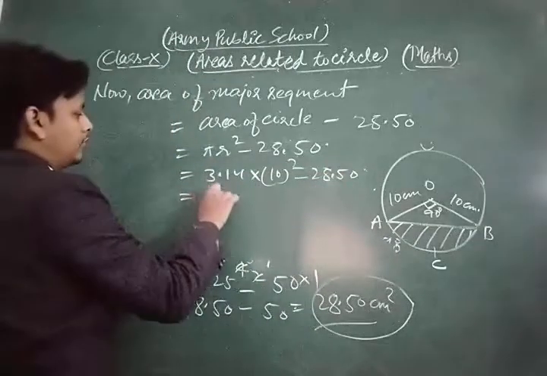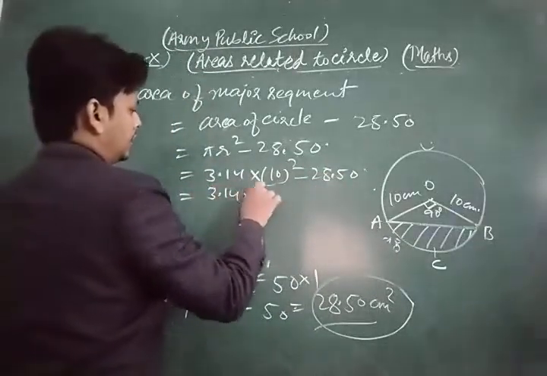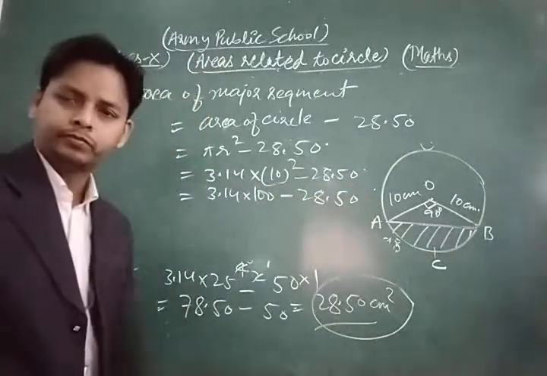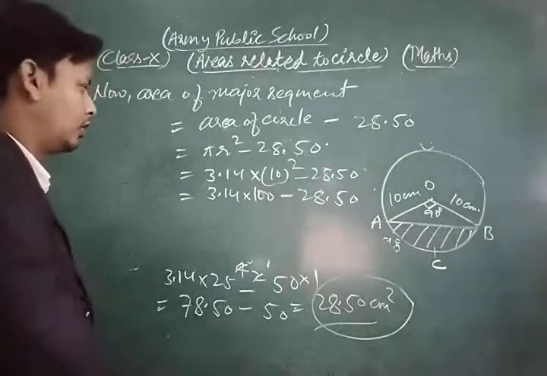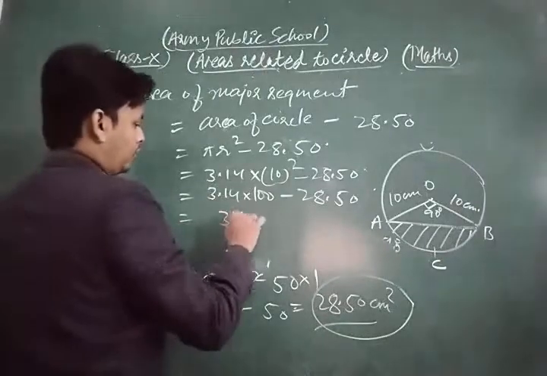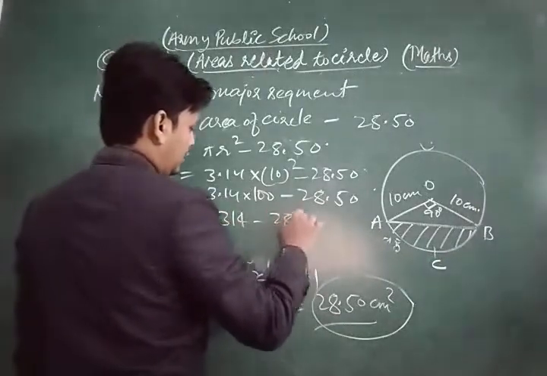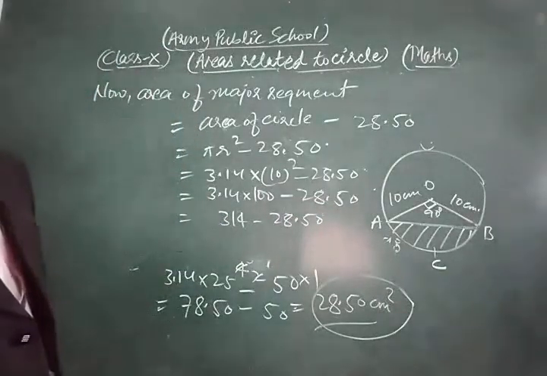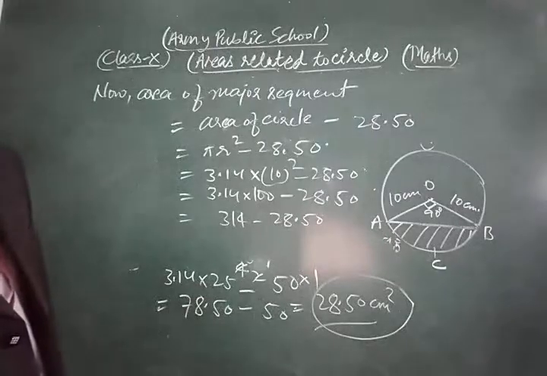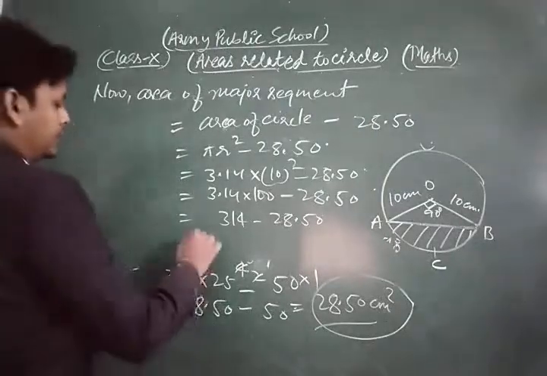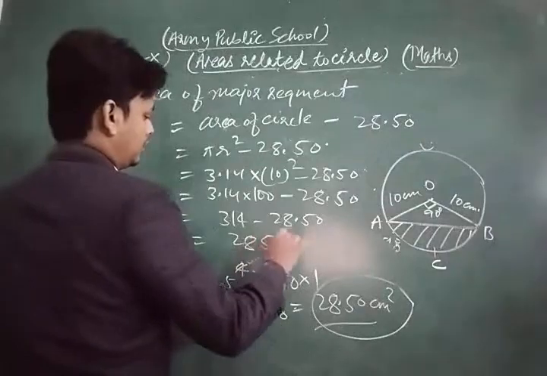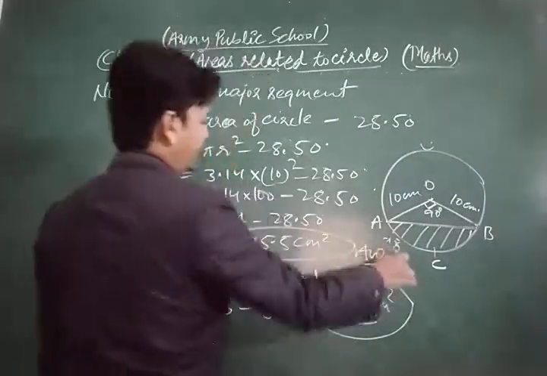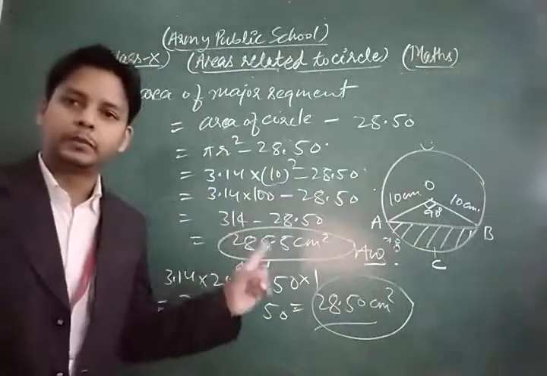Now we have this is 100. So this is 314 minus 28.50. What do I get? We get 285.5. This is the area of its major segment.